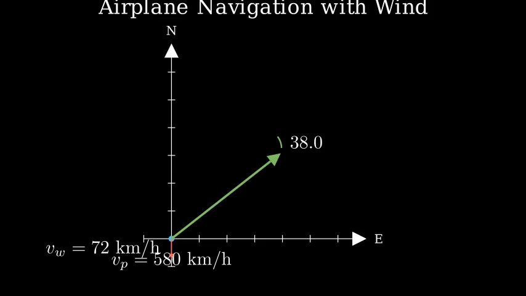Let's solve this using vector addition. The key is to understand that the actual path of the plane, or its ground velocity, is the sum of two vectors: the air velocity of the plane, which is the direction the plane is pointing, and the wind velocity.